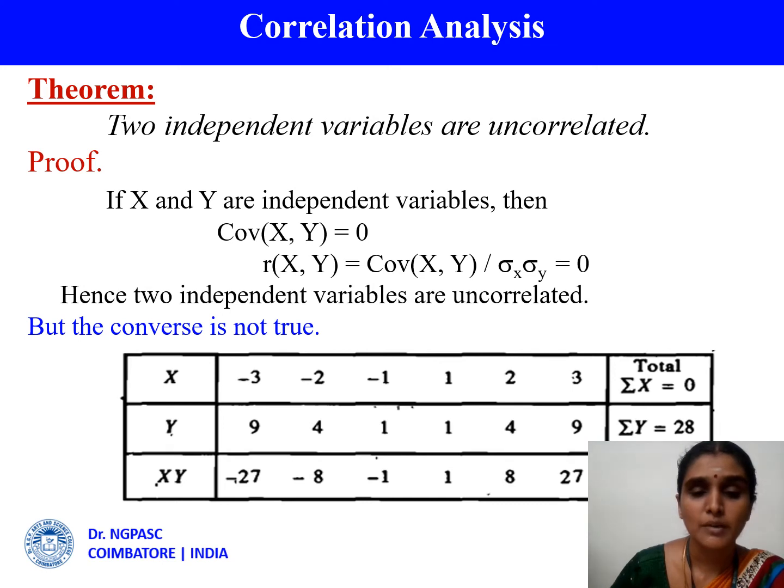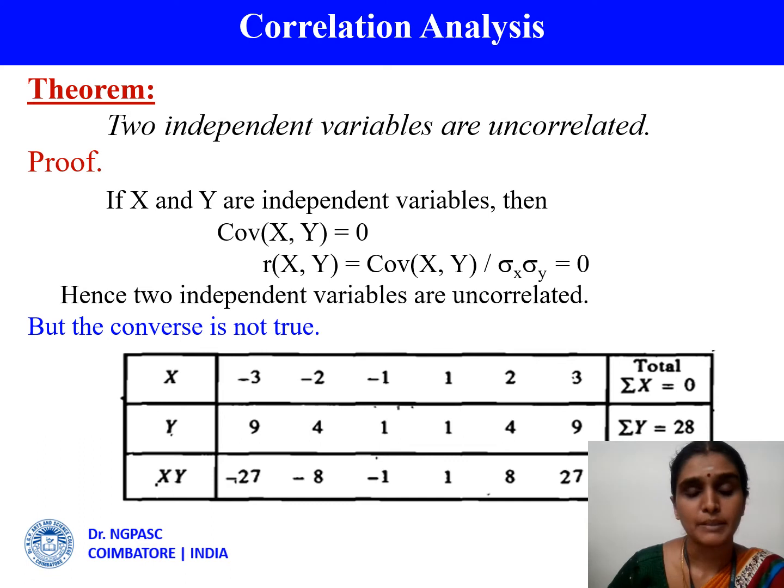We already know that whenever the two variables are independent, their covariance is 0. So covariance of x comma y is equal to 0 implies that r of x comma y is equal to 0 because the numerator is covariance of x comma y. So whenever the numerator is 0, we will get the answer 0 for r of x comma y. So this implies that whenever two variables are independent, surely they are uncorrelated. But the converse is not true.